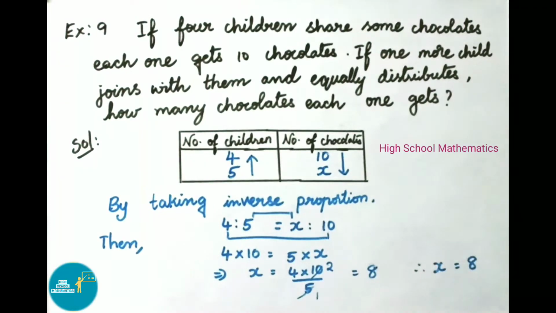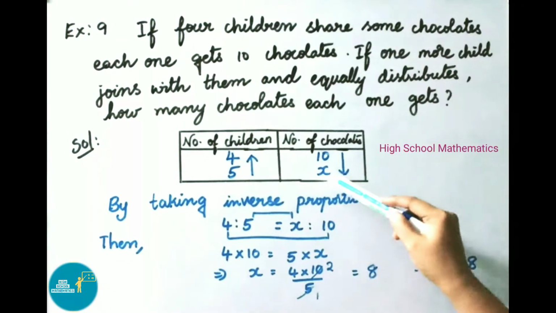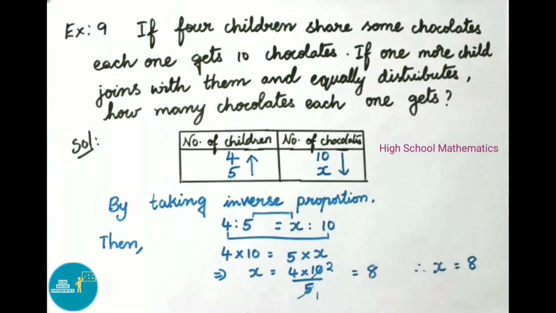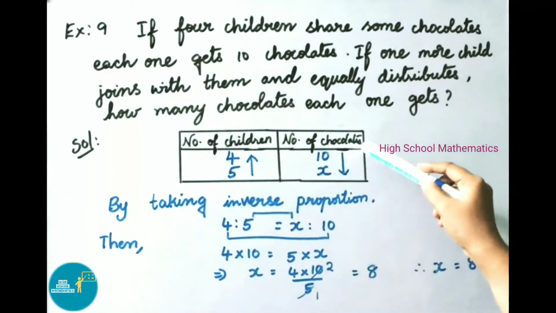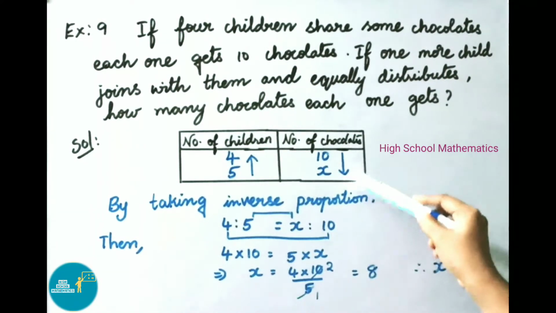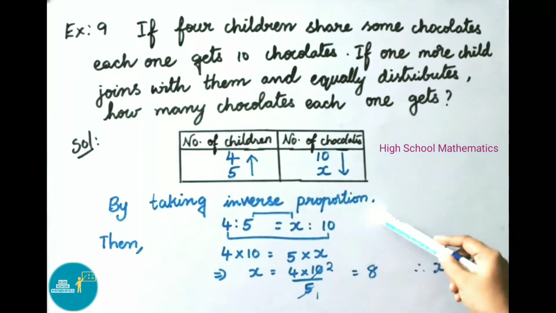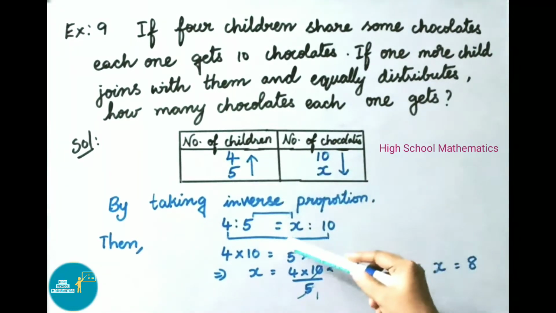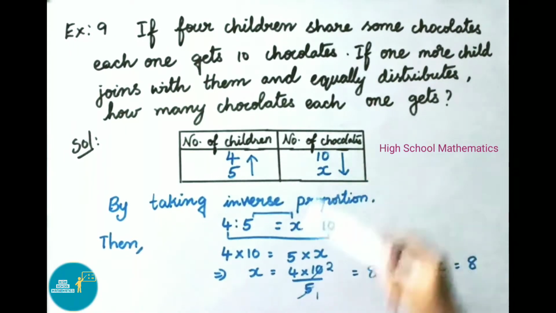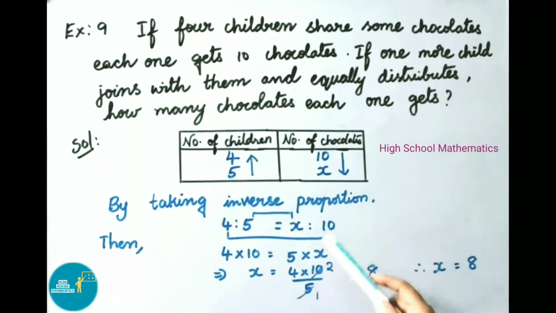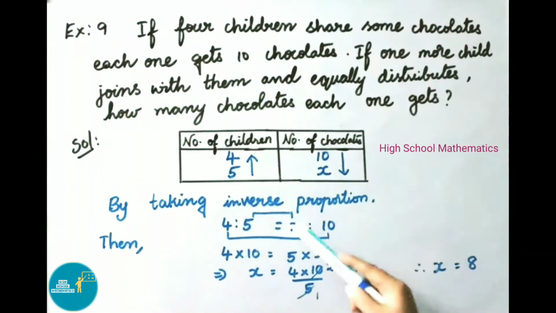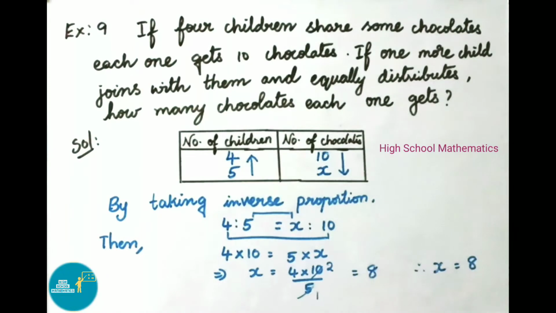So the number of chocolates each one gets we have taken as x. When the number of children increases, the number of chocolates each one gets decreases. So by taking inverse proportion, 4 is to 5 equals x is to 10. Now we have taken product of means is equal to product of extremes. So product of extremes is 4 into 10, that equals product of means 5 into x.